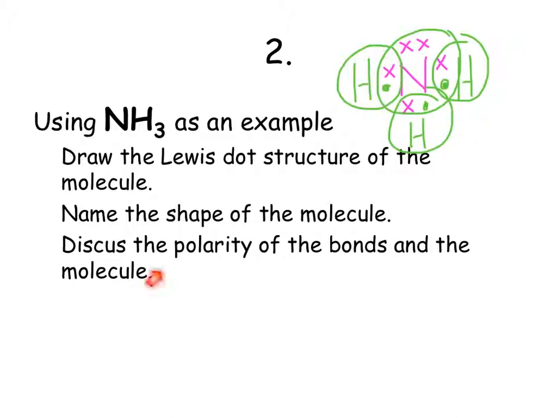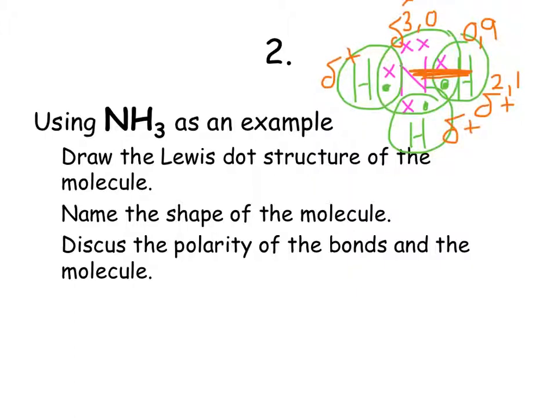Discuss the polarity of the bonds and the molecule. So each bond, if I take a look at the electronegativity difference, the electronegativity of nitrogen is 3. The electronegativity of hydrogen is 2,1. So therefore, my electronegativity difference in that bond over there is going to be 0,9. That results in a polar covalent bond, with the hydrogen being slightly positive and the nitrogen being slightly negative.